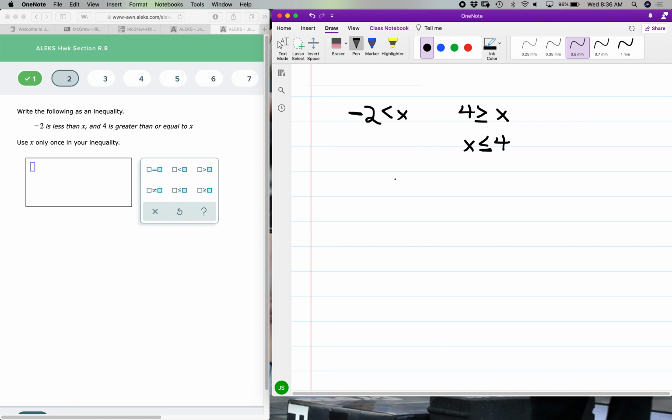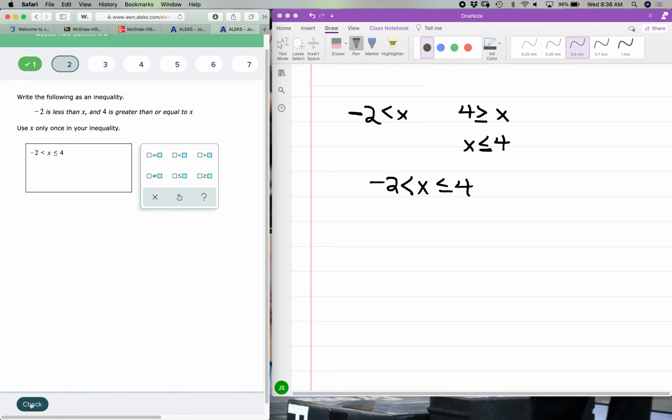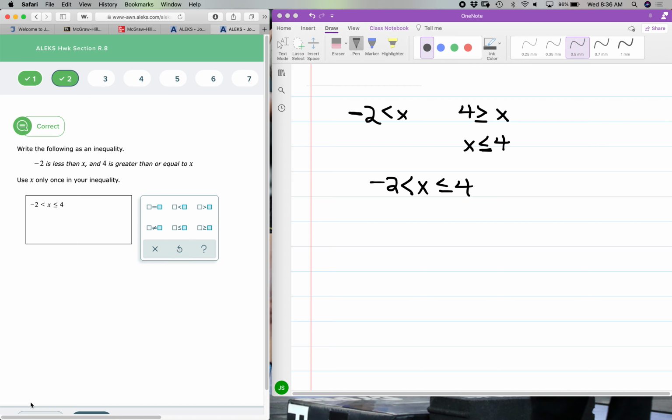And if I tie these two statements together as a single compound inequality, I have that -2 is less than x, which in turn is less than or equal to 4. It says to use x only once in your inequality. So we have -2 is less than x, which in turn is less than or equal to 4, and checking the result, that is correct.